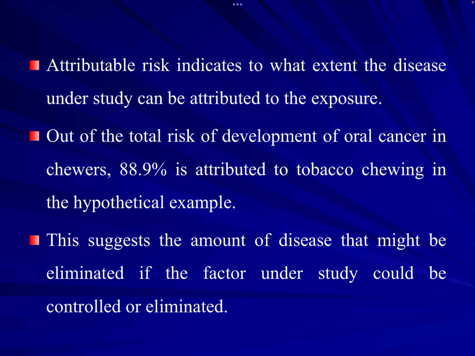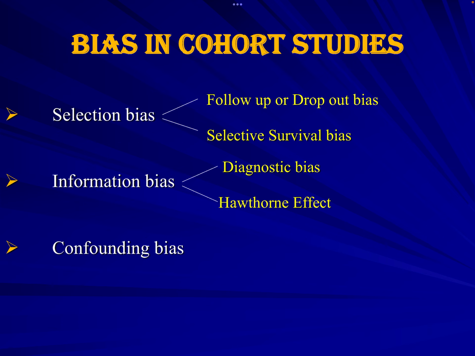Attributable risk indicates to what extent the disease under study can be attributed to the exposure. Out of the total risk of development of oral cancer in chewers, 88.9% is attributed to tobacco chewing in the hypothetical example. This suggests the amount of disease that might be eliminated if the factor under study could be controlled or eliminated.